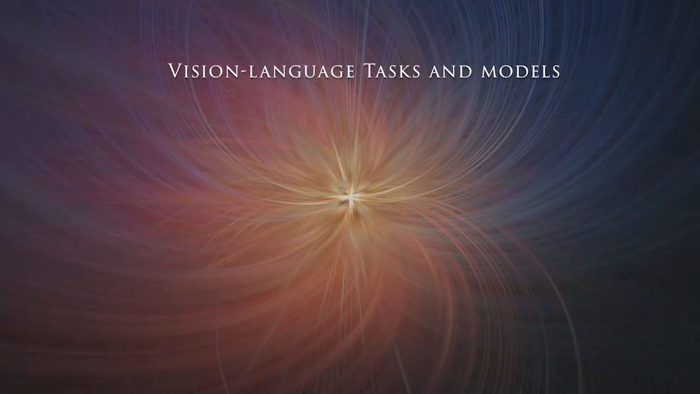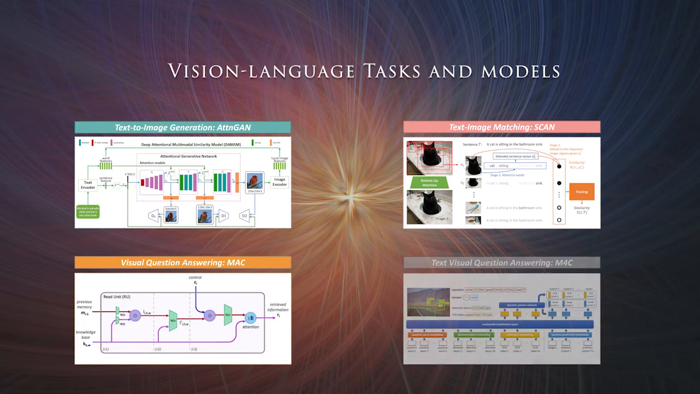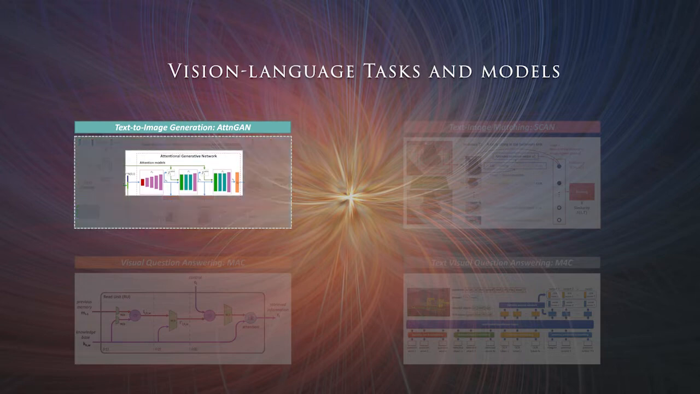Now let's take a look at how attention has been applied to each task: text-to-image generation, text and image matching, visual question answering, and text-based visual question answering. The text-to-image generation, or T2I Gen, aims to generate a visually realistic image that matches a given text description. We adapt the attention GAN, which generates images, by using multiple generators with the attention mechanisms. At each step, cross-attention is performed between caption words and image regions. Dot product is used for attention score calculation.